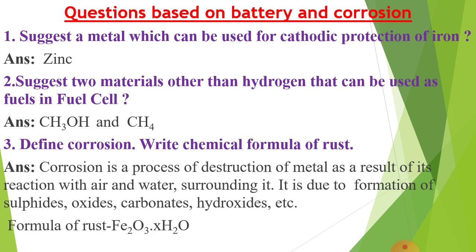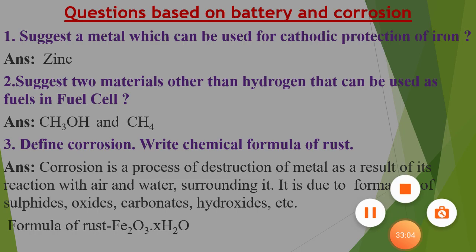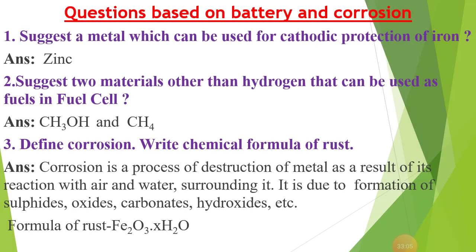Now, questions based on battery and corrosion. You have to know which type of questions are asked related to this topic and how you can give the answer for that question. There are some examples given here. The solutions are also given. Now question number 1. Suggest a metal which can be used for cathodic protection of iron.